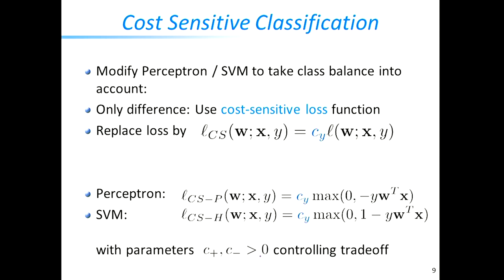And now, of course, you can try to directly optimize that resulting objective. And what's going to happen? Well, you're going to just scale the gradient by that same constant C_Y. So it's simple to implement. Now, at this point, I want to come back to this comment that was brought up from the audience.